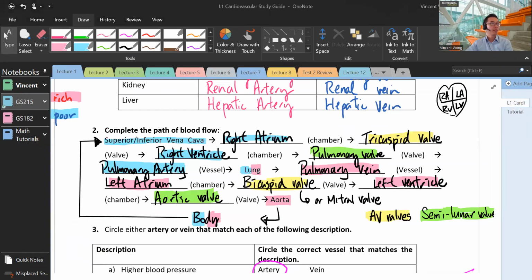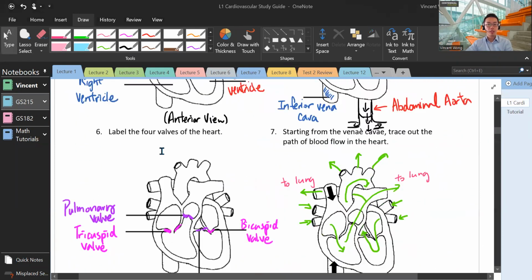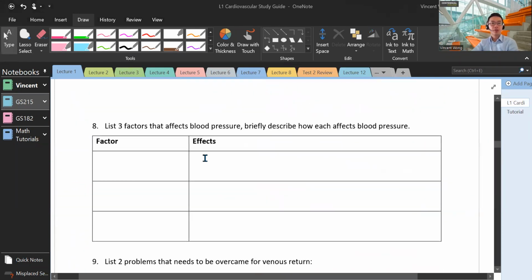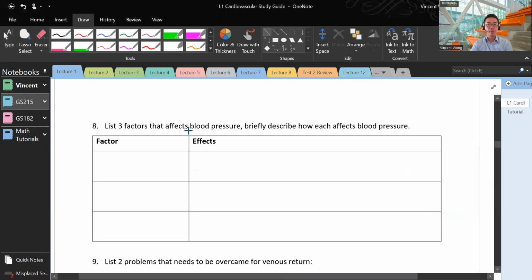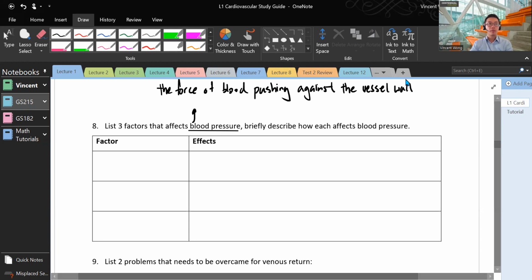Okay, let's move on to the next page. What have we got here? List 3 factors that affect blood pressure. Briefly describe how each factor affects blood pressure. So first of all, what is blood pressure? Blood pressure is basically the force of blood pushing against the vessel wall. Okay.